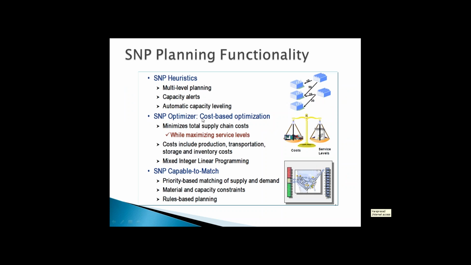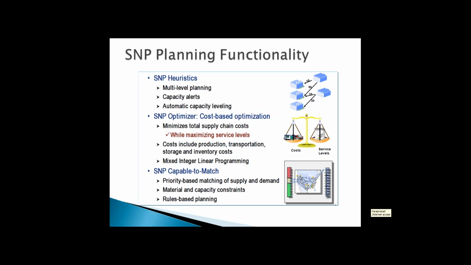And the next one is the SNP optimizer. It is cost-based optimization. It minimizes the total supply chain cost, as I told, while maximizing the service levels. You cannot disturb the service level, but the system will propose the minimum or cheapest solution so that you can minimize the supply chain cost. And what are the costs involved in this? You are calculating some cost, and based on the cost only you are going ahead. The costs included are production cost, transportation cost, storage cost, and inventory cost.